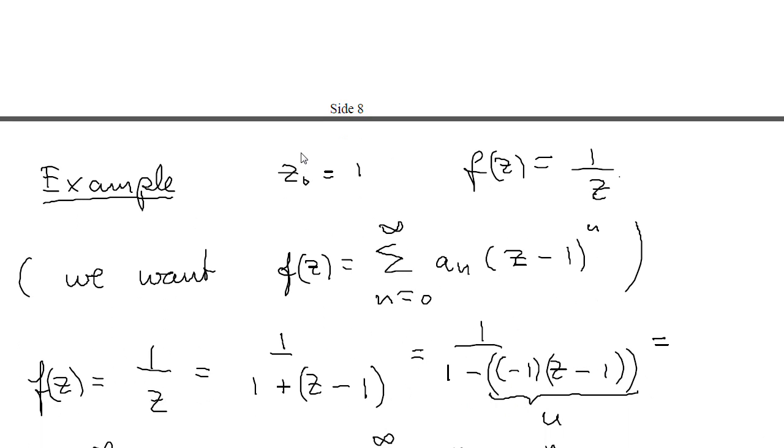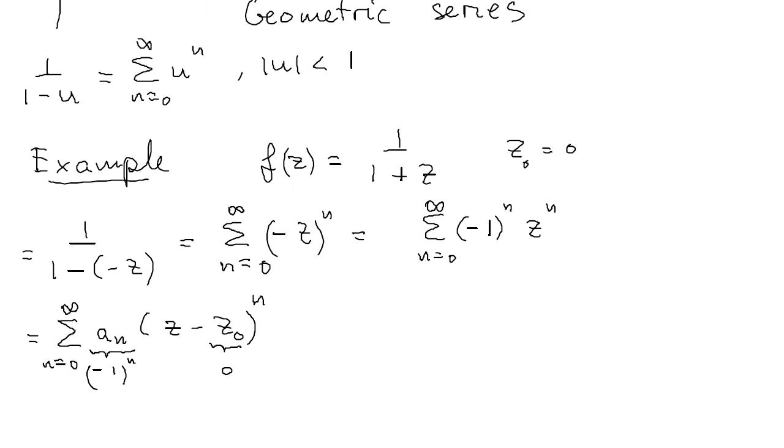Okay, let's take another example. Consider the function f of z equal to 1 over z. This function is also similar to the sum of a geometric series. Just go back and look at this formula again. We had that 1 over 1 minus u is equal to this infinite series. Now we have 1 over z. So what I want to do here is replace this 1 over z by something else.